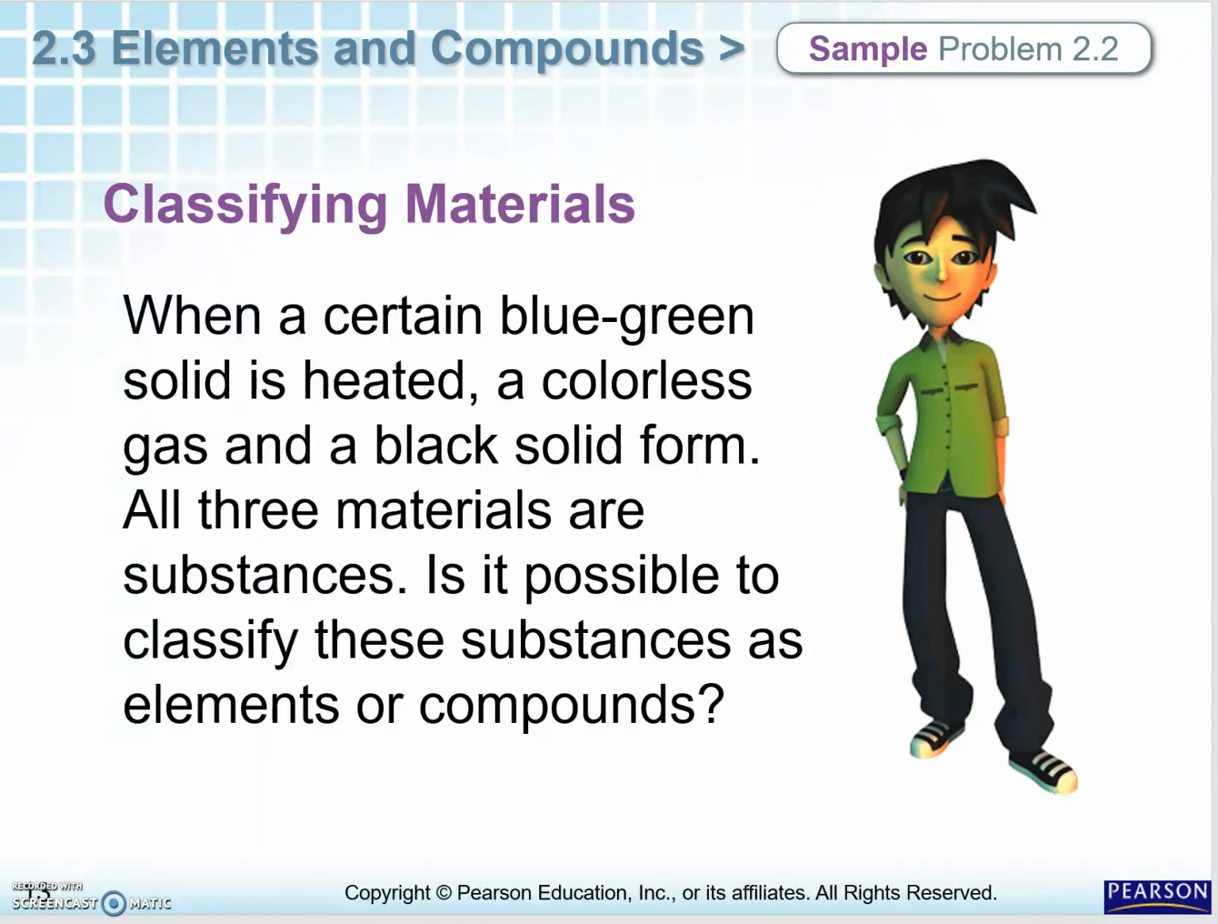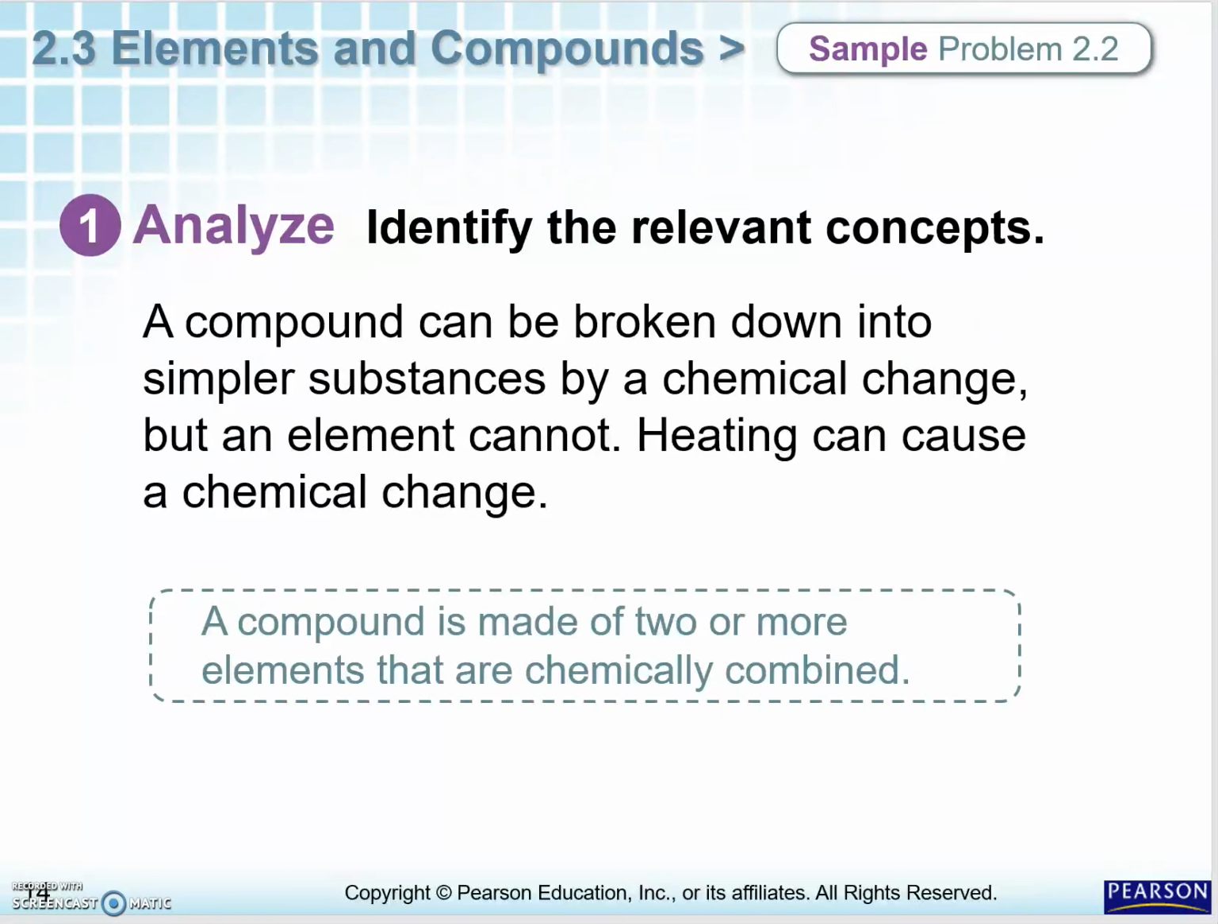In this example, when a certain blue-green solid is heated, a colorless gas and a black solid form. All three materials are substances. Is it possible to classify these substances as elements or compounds? So let's think about what we know about compounds. Compounds can be broken down by a chemical change, but an element cannot. So heating, remember about the sugar, can cause a chemical change. So that's important to remember.